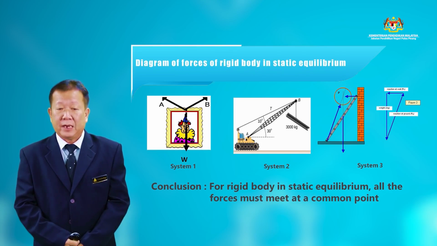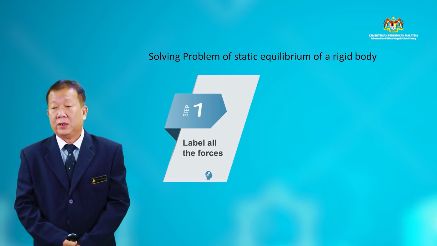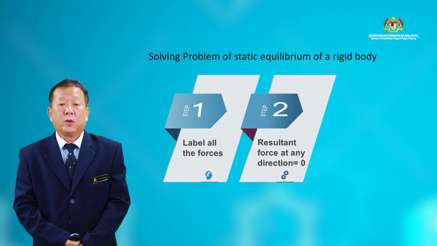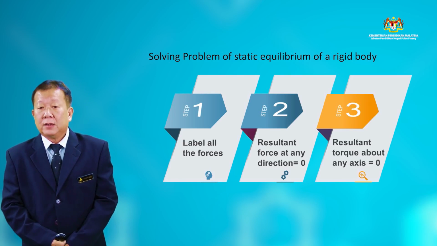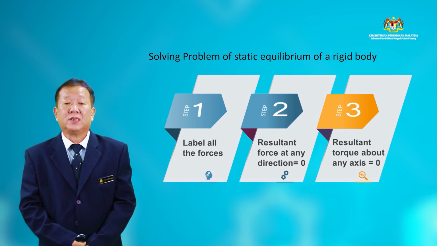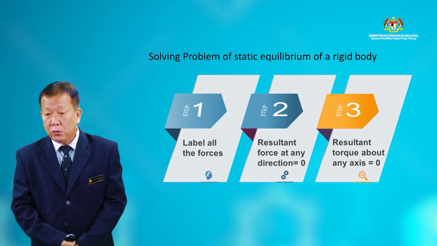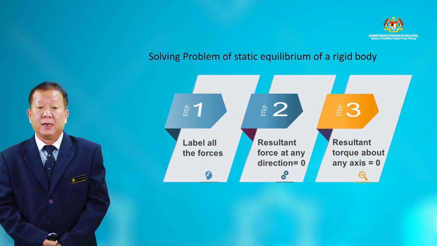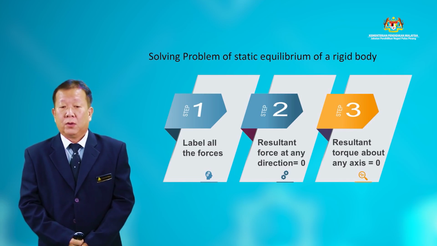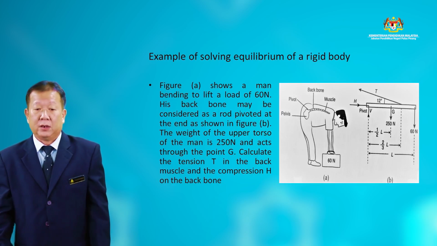In order to solve problems of static equilibrium of a rigid body, the following steps should be followed. Step 1: label all the forces acting on the rigid body. Step 2 and Step 3 depend on which one you want to apply first. That is, either you apply the condition that resultant force in any direction is equal to 0, or resultant torque about any axis of rotation is equal to 0. Look at the example about equilibrium of a rigid body.